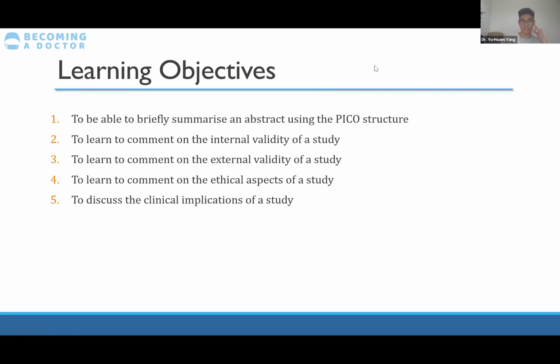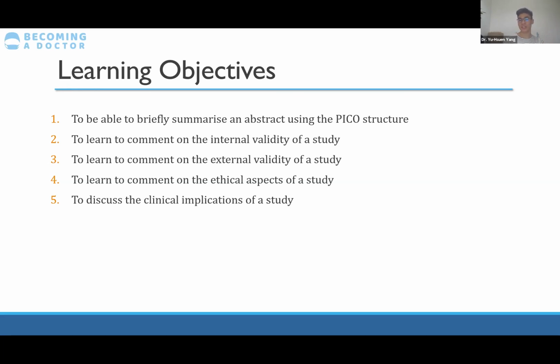Another learning objective is to comment on the internal validity of the study, which is the study design and how well the study minimizes bias in the way that it is designed. The third objective is to comment on the external validity of a study, which really is the ability of a study to be generalized to an average population. The fourth learning objective is to learn to comment on the ethical aspects of the study.